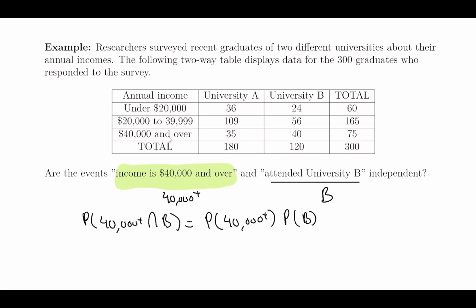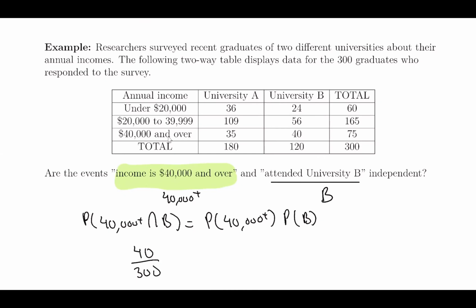So remember, if they're independent, that means they should equal to each other. If they're dependent, that means the left side and the right side will not equal to each other. So how many people do we have that make 40,000 and more and went to University B? Good. So that should be 40 out of 300.